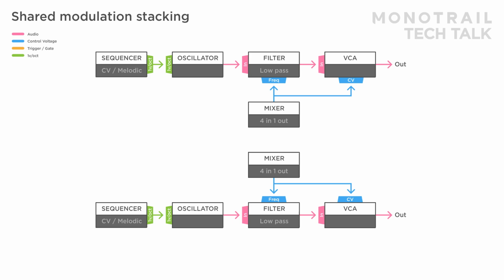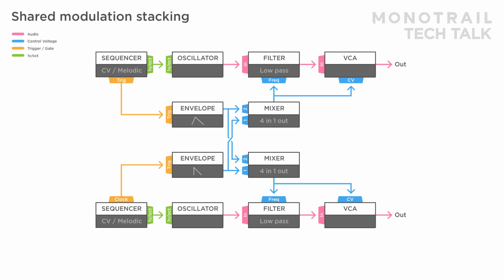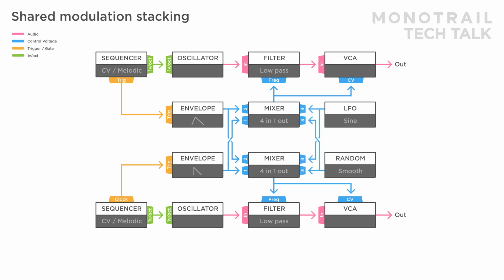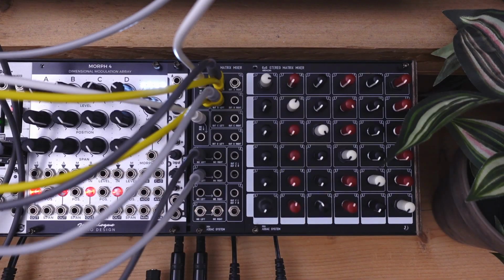For example, add a clock-triggered envelope and send a copy of that signal to both mixers. And add a pattern-triggered envelope also sent to both mixers. In this setup, a regular LFO and smooth random voltage are sent to both mixers as well. Now, each of the four modulation sources can be sent to either or both voices. Here I'm using a matrix mixer, but effectively just creating two simple 4-channel mixes.